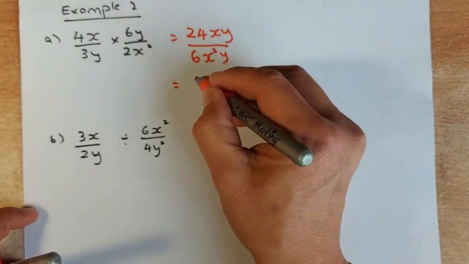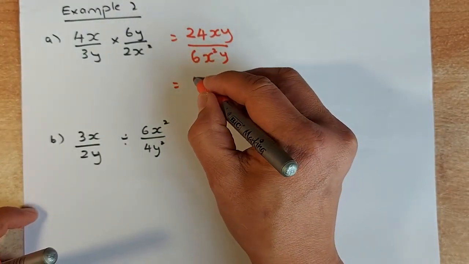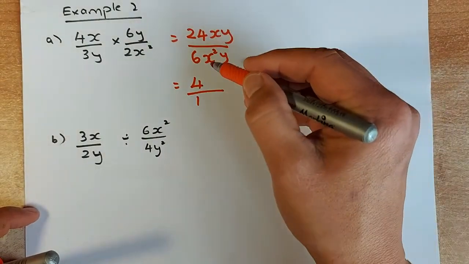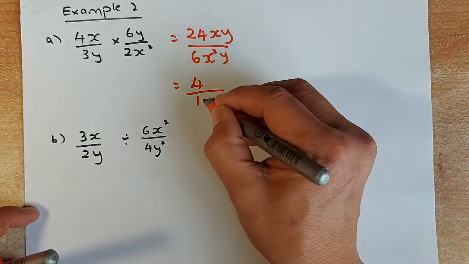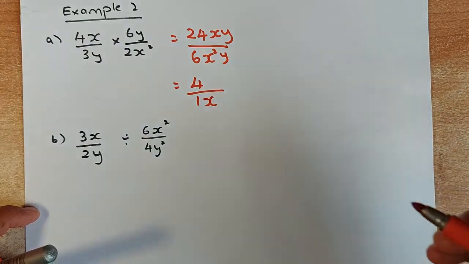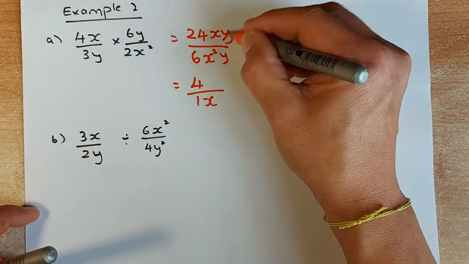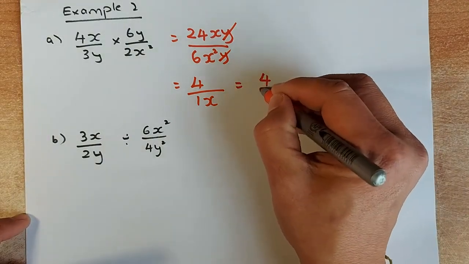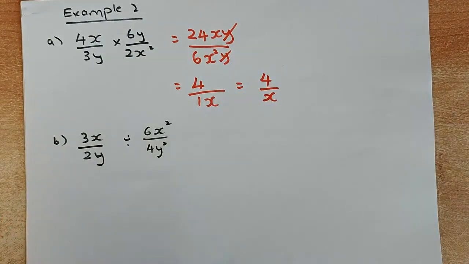So 24 divided by 6 is 4 over 1, or 4 will be fine. And then x over x squared, there are more x's at the bottom, so there will be 1x at the bottom, at the denominator, I mean. y and y will just cancel out. So that will be your answer. So simplified, that is going to be 4 divided by x.